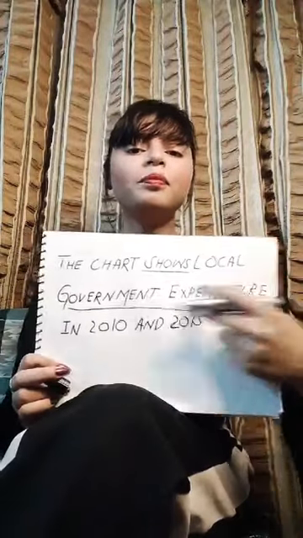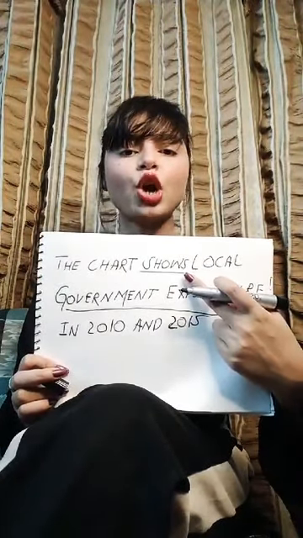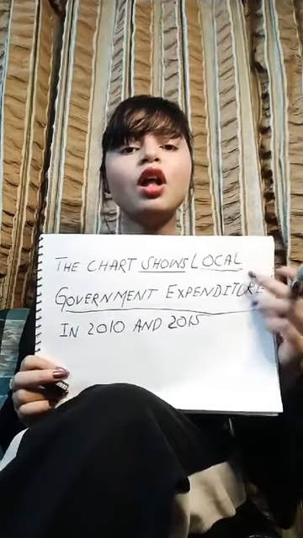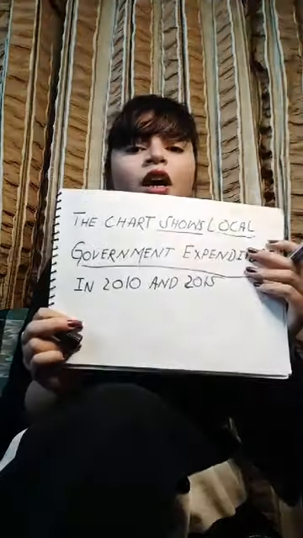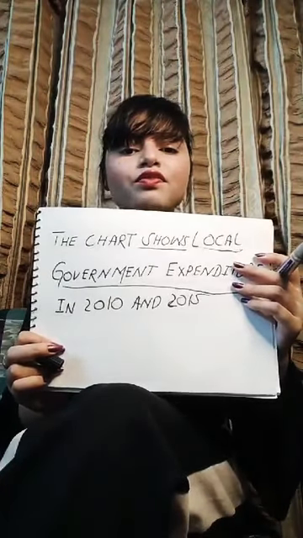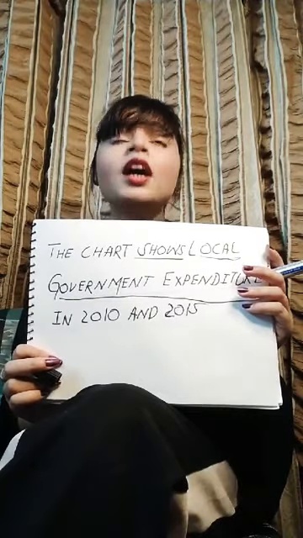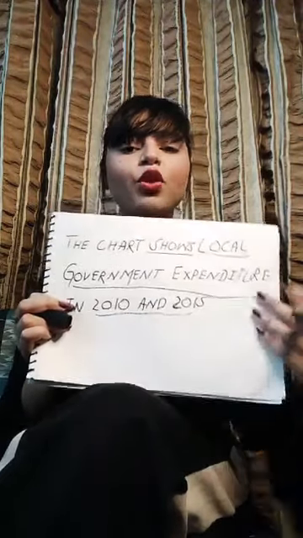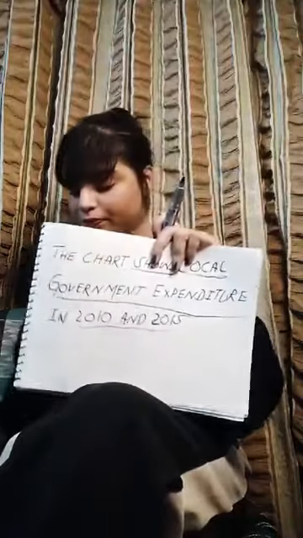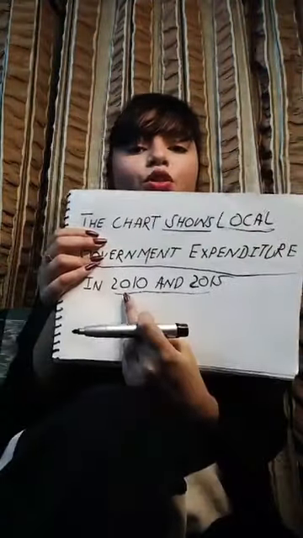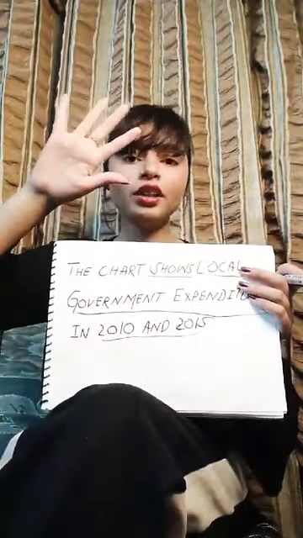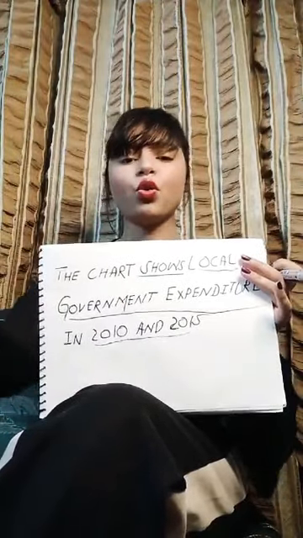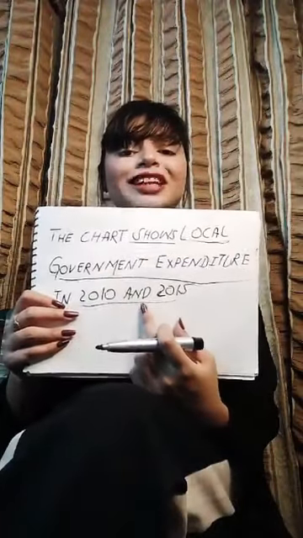Okay. So, the chart shows, I have underlined the word shows, local, you can underline the word local too. I don't really mind that because there are many synonyms for local as well, local government expenditure in 2010 and 2015. There are two methods as I told earlier. The first method is, you can just convert this 2010 and 2015 into in the span of 5 years. You can just call it 5 years. The paraphrasal would be in between 5 years or for the time span of 5 years.